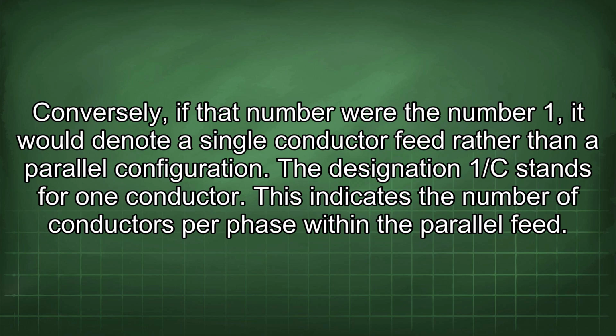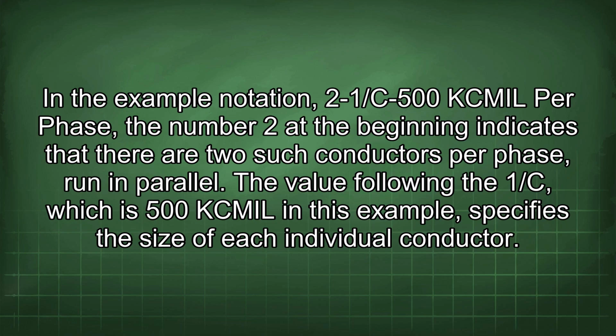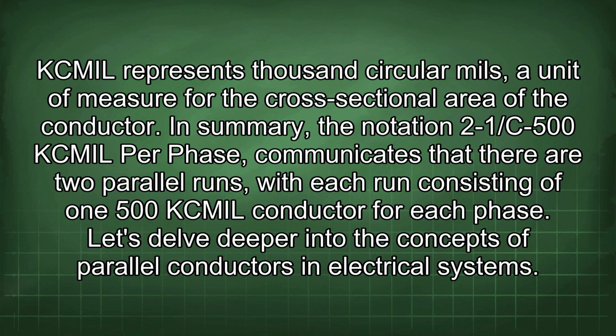The designation 1/C stands for one conductor. This indicates the number of conductors per phase within the parallel feed. In the example notation 2-1/C-500 KCMIL per phase, the number 2 at the beginning indicates that there are 2 such conductors per phase run in parallel. The value following the 1/C, which is 500 KCMIL in this example, specifies the size of each individual conductor. KCMIL represents 1000 circular mils, a unit of measure for the cross-sectional area of the conductor.